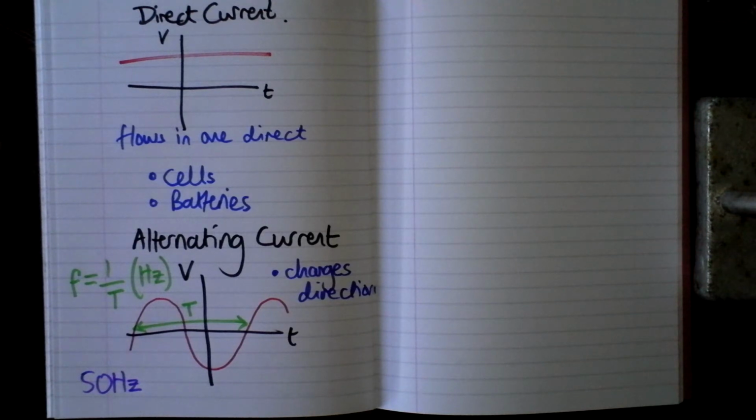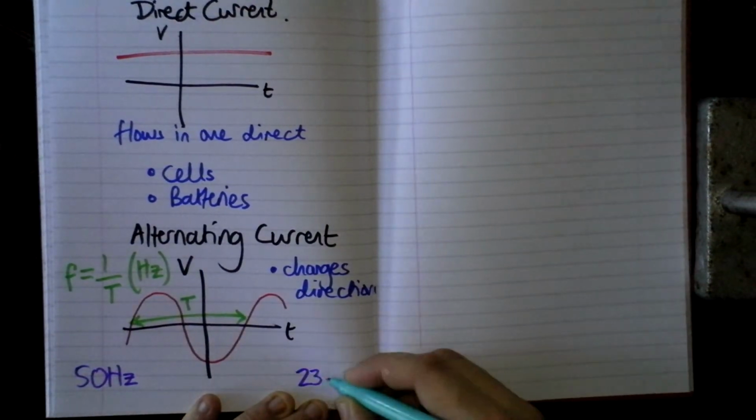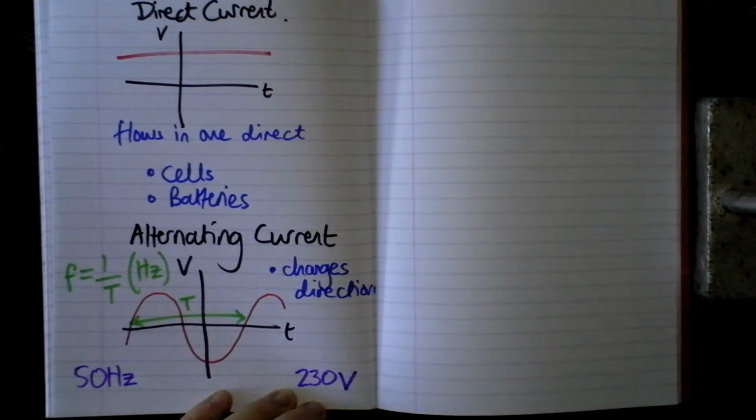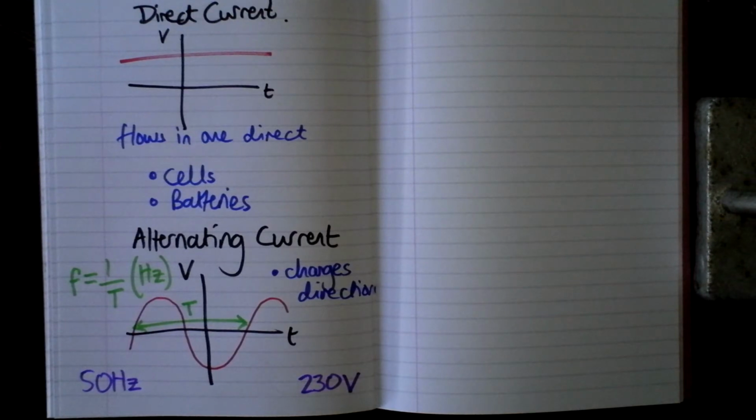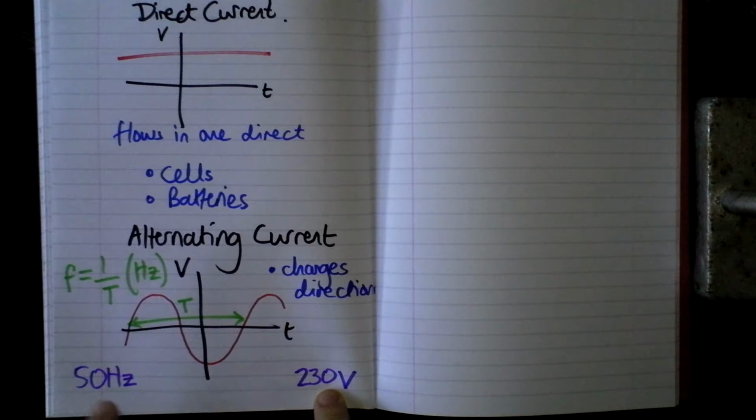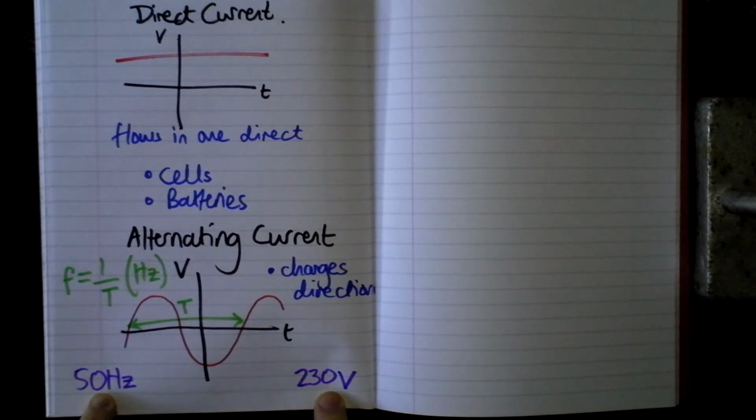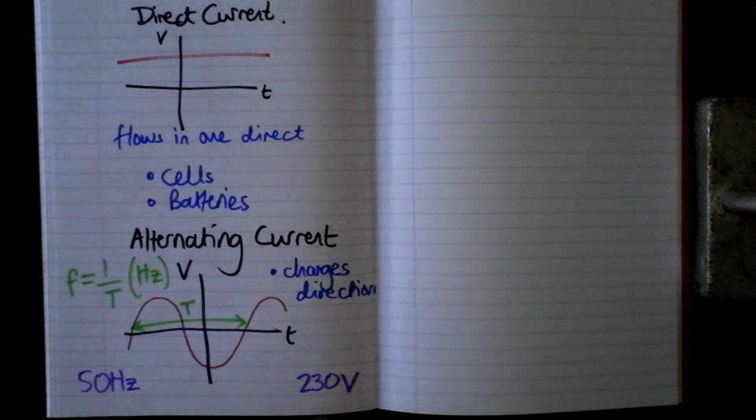You also need to be aware that the voltage of the UK power supply is 230 volts. Different countries may have slightly different values, but in Britain we have 230 volts changing direction 50 times a second. And those are two key numbers that you need to be aware of.